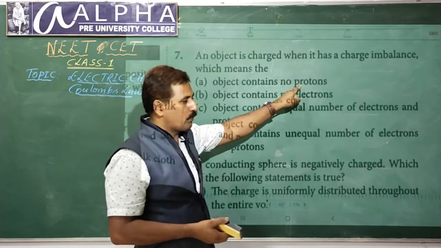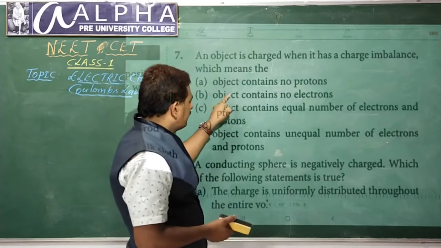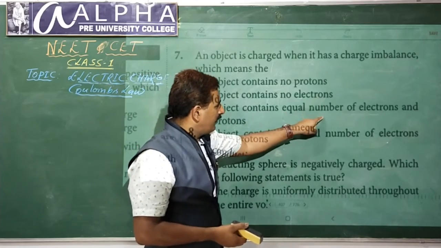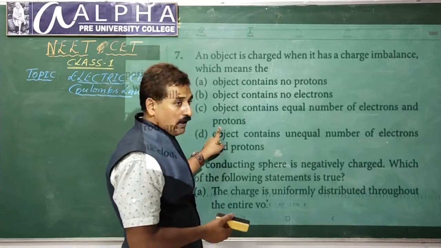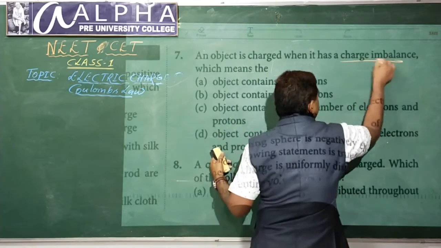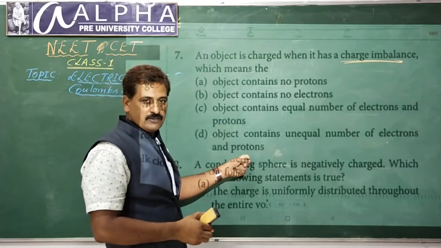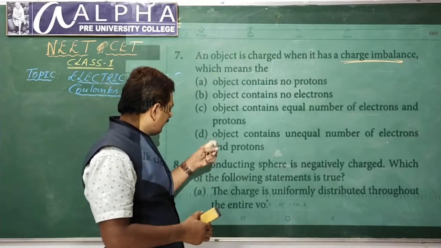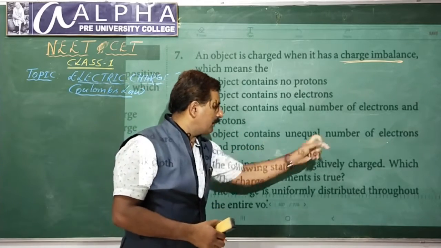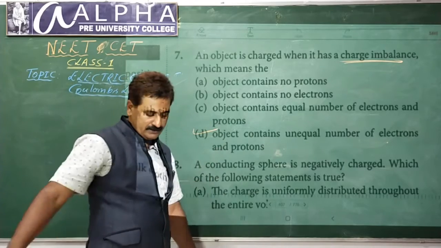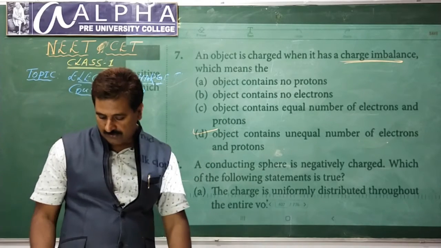Object contains no protons. Object contains no electrons. Object contains an equal number of electrons and protons. You have to remember this word, charge imbalance. Charge imbalance means there is a difference between the number of protons and electrons. So go for this option. Why? Object contains an unequal number of electrons and protons. Therefore, option D. That's it, right? Okay. We'll move on to the next question.